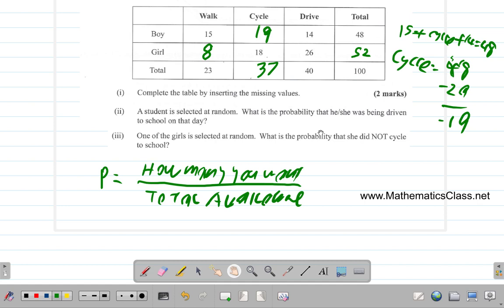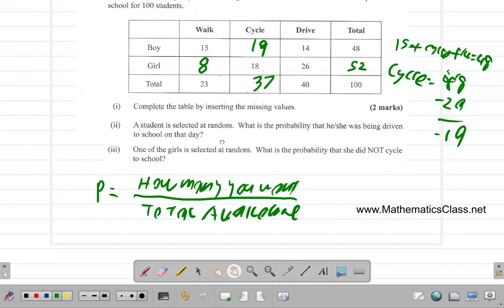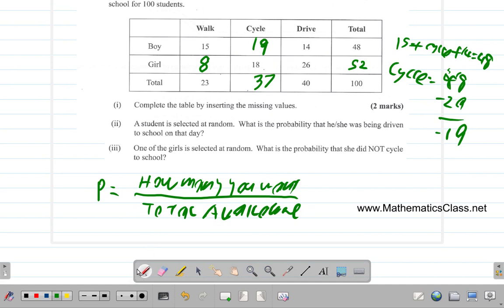Remember, you have to learn this by doing. You hear me? That is how you learn the maths. You have to do the maths. You see it? So now, the probability that he or she is driven. You know, the question doesn't say a boy, and the question doesn't say a girl, it says student.